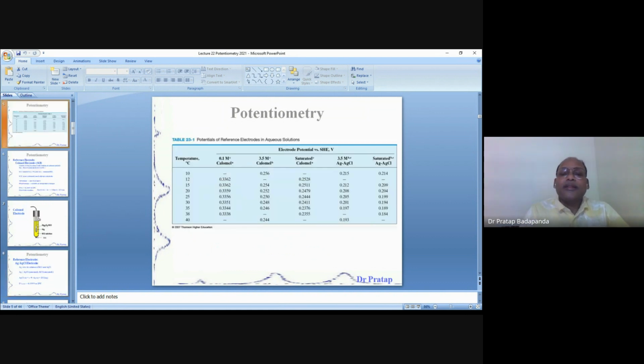Next, in potentiometry, the potential of the reference electrode in aqueous solution. Standard electrode potential versus standard hydrogen electrode potential in volt. That is one table we have provided you. If you compare with silver, silver chloride, this type of value will come, and you will come across this one later.